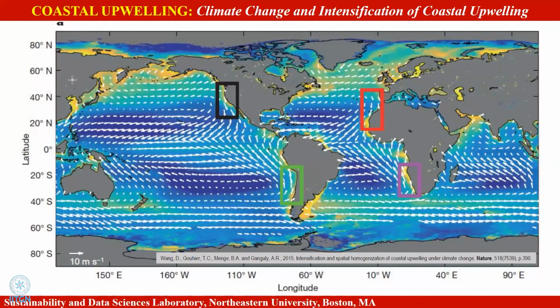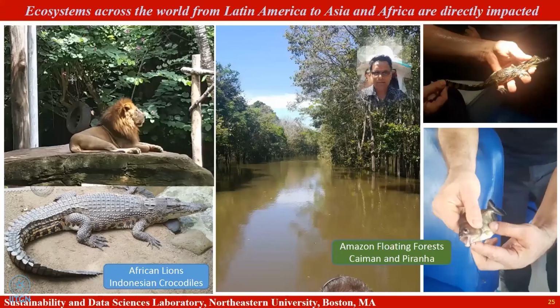This is one of our publications. This one was in Nature, about how climate change has implications for coastal upwelling, which is an important process when we think about coastal and marine ecosystems across the world. And we saw that biodiversity loss is one of the major challenges facing humanity and facing our planet right now. And this again is across the world.